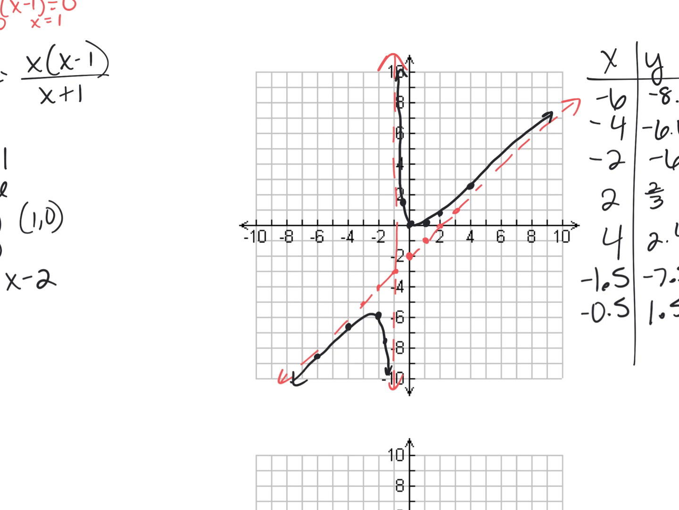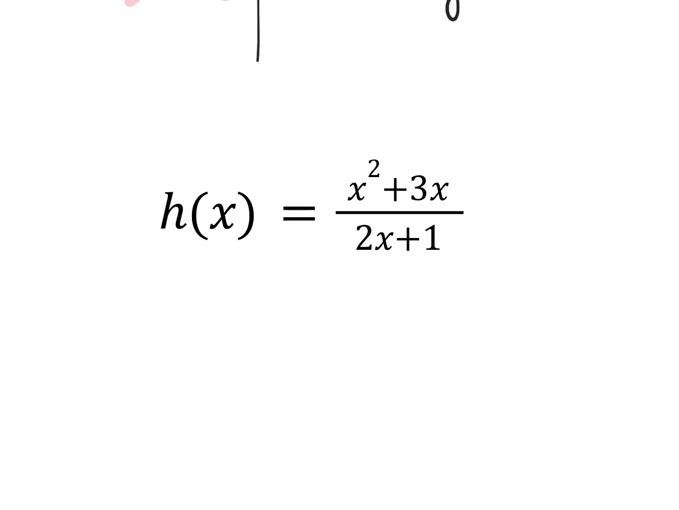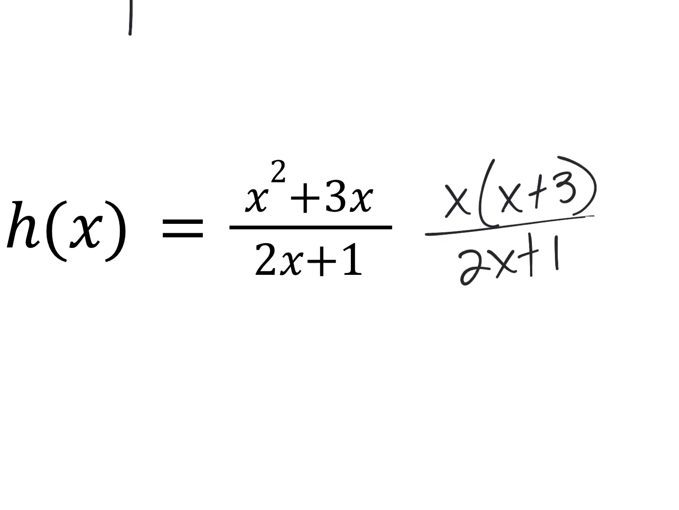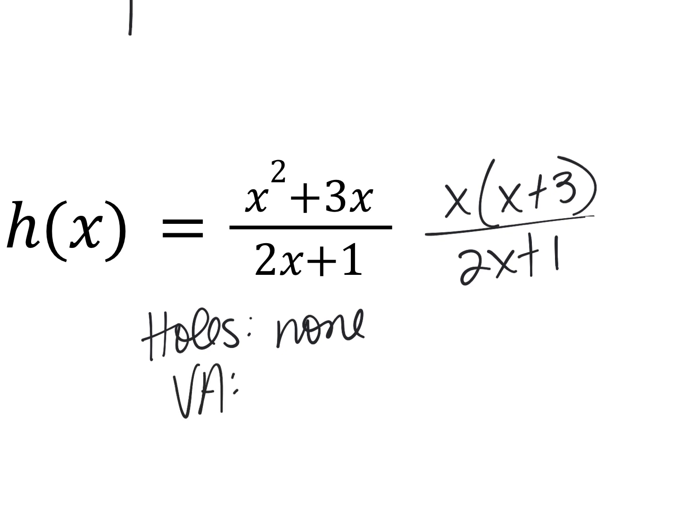Okay, I'm going to do one more. So h of x, the second one. Start by factoring the top. It'd be x times (x plus 3) over (2x plus 1). Holes, there are none. Vertical asymptote, that would be x equals -1/2.